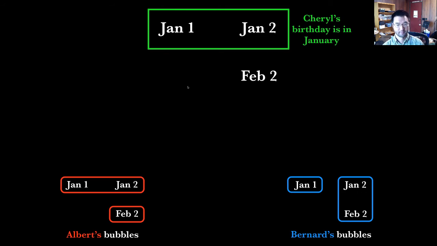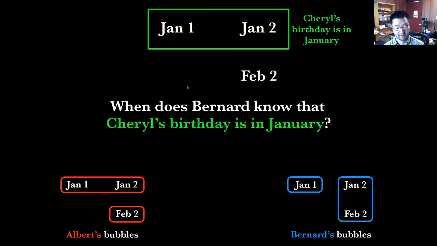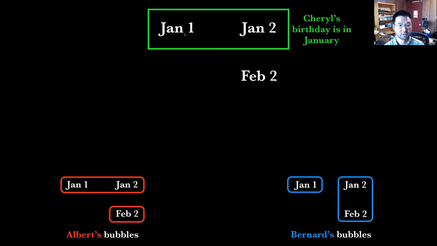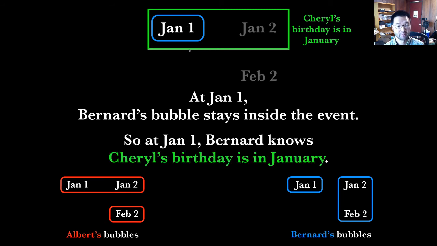Okay, how about Bernard? When does Bernard know that Cheryl's birthday is in January? Again, we'll do the same thing. Start January 1st. At January 1st, Bernard's bubble, just this little one here, stays inside the event. So at January 1st, Bernard knows that Cheryl's birthday is in January because the bubble stays inside. So therefore you put a little check mark in.